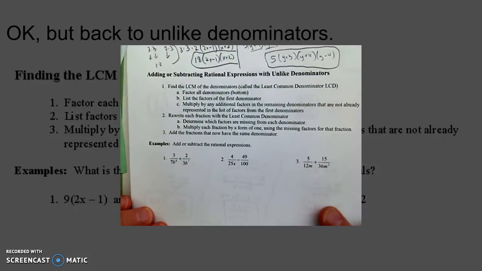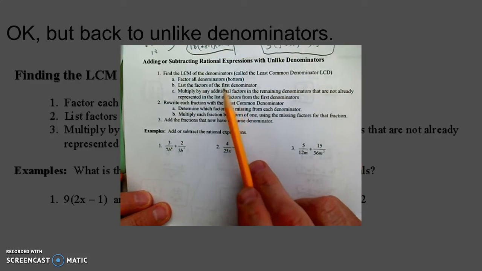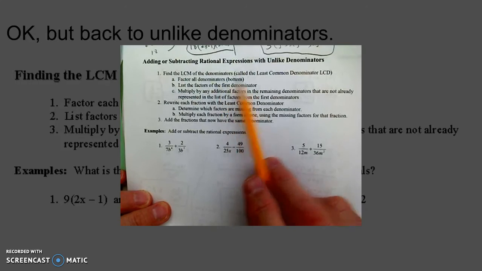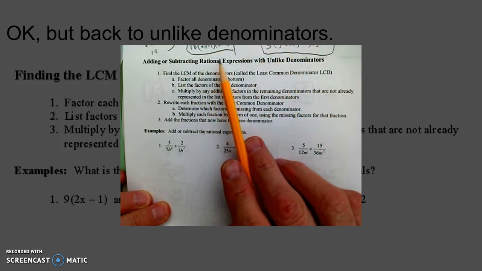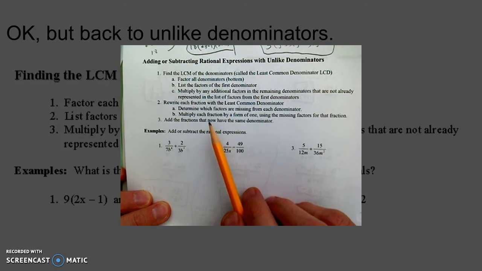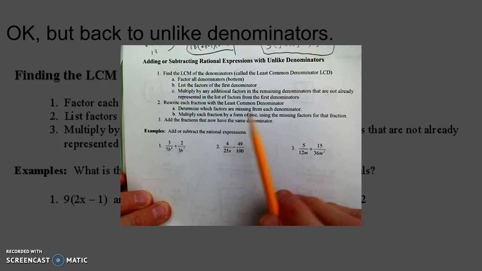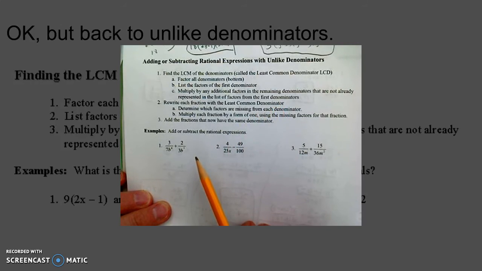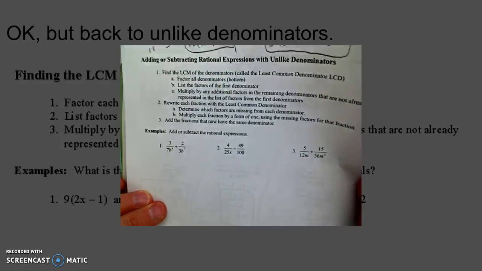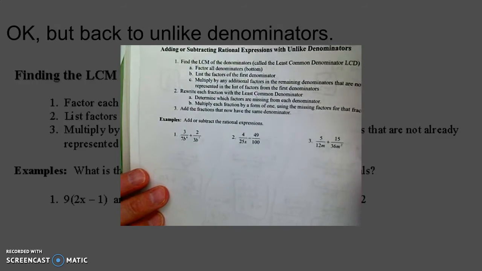All right, so if we're going to add or subtract rational expressions, and they have unlike denominators, here are our steps. First thing we're going to do is factor out the denominators, because we need to follow this pattern of being able to list all the factors that are going to appear in our LCD. Then we can rewrite each fraction with that new common denominator. Then we can multiply each fraction times the factors that are needed to reach the common denominator. Then we can add across the numerators. So let's take a look at how that might look on some relatively simple examples and then some tougher ones.